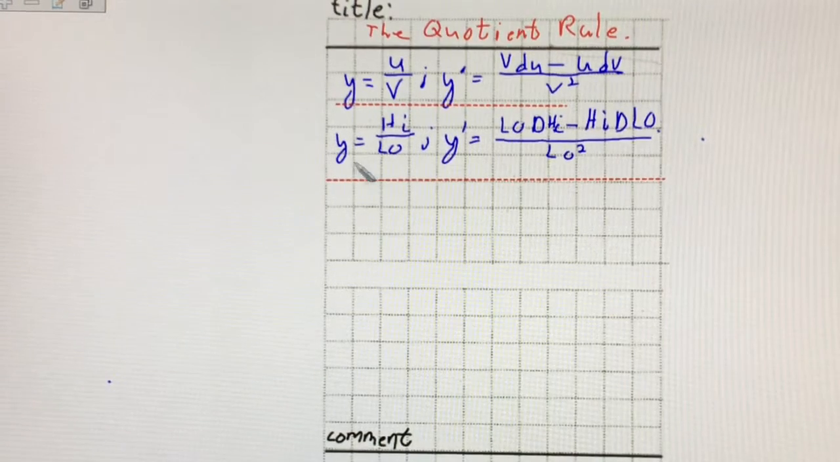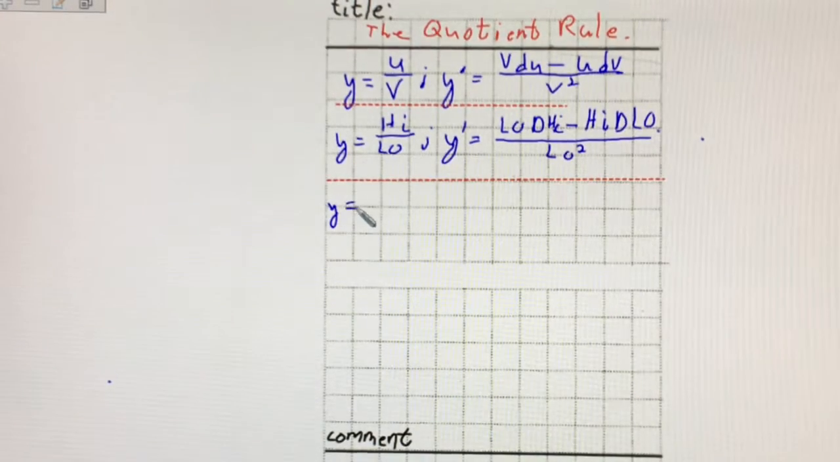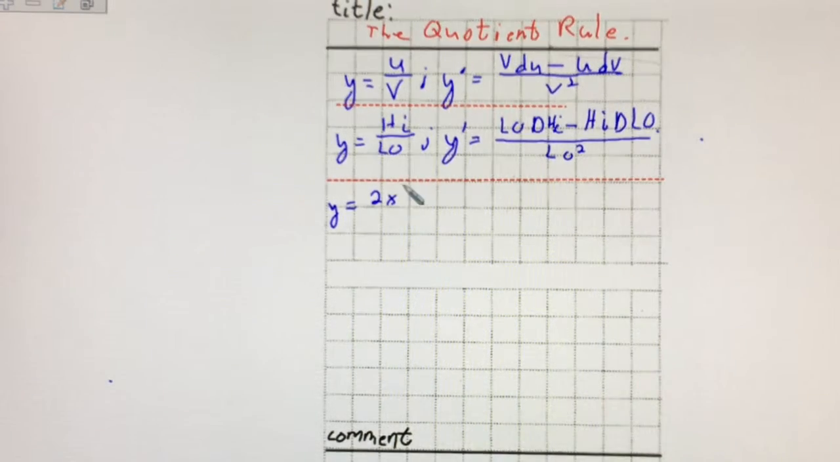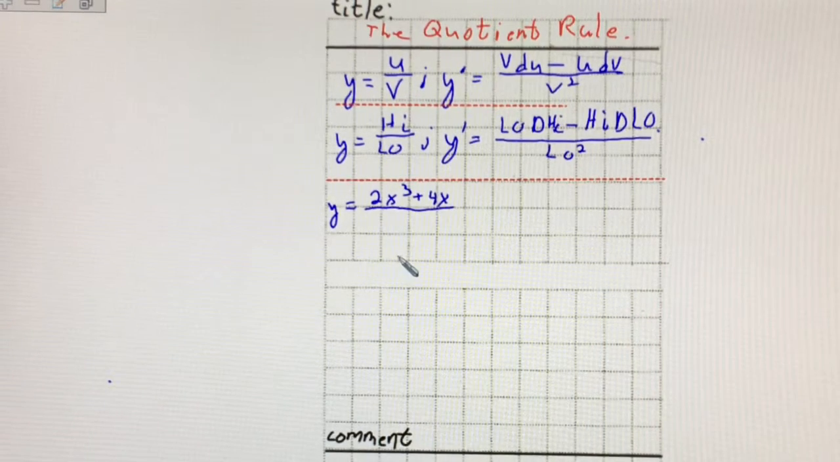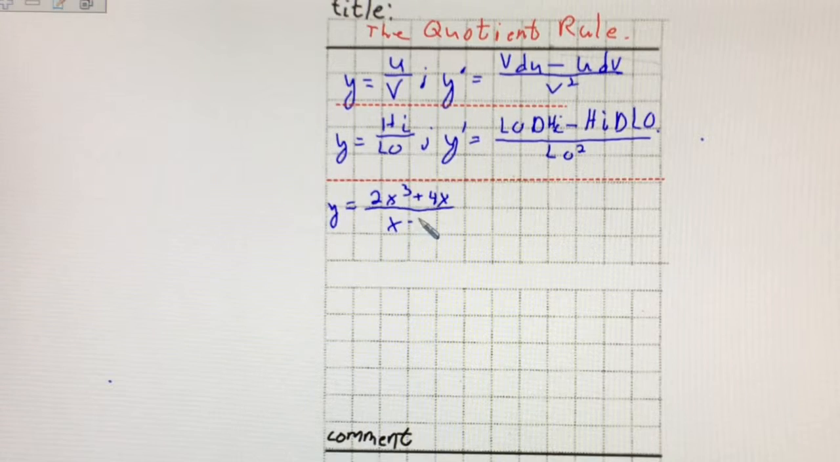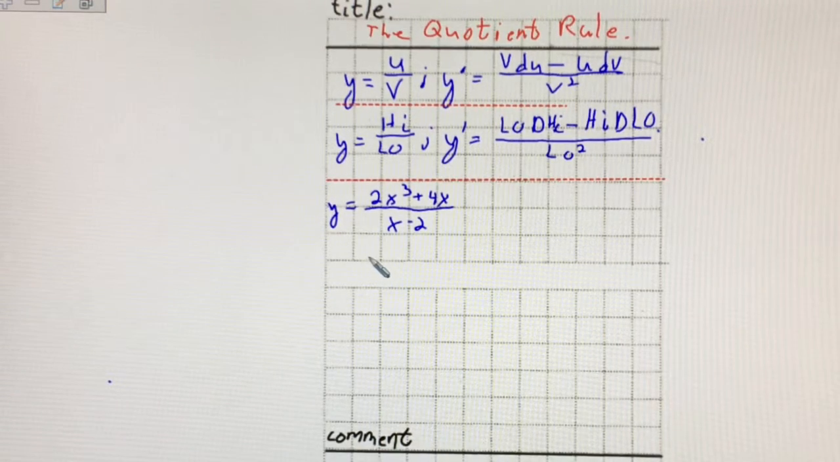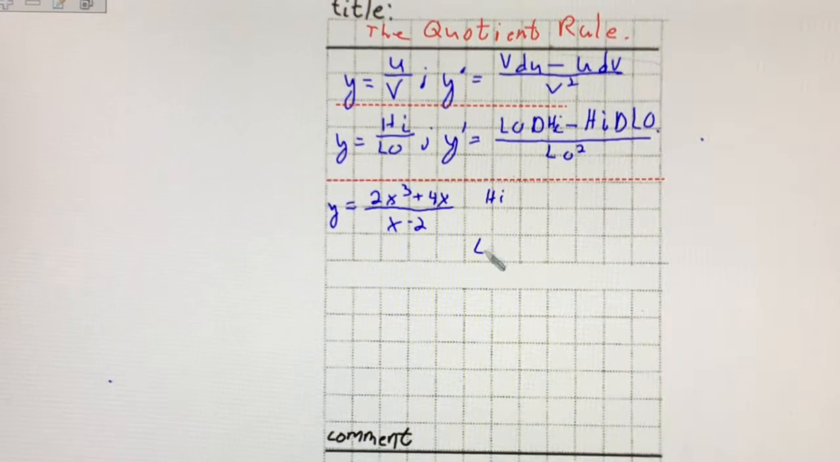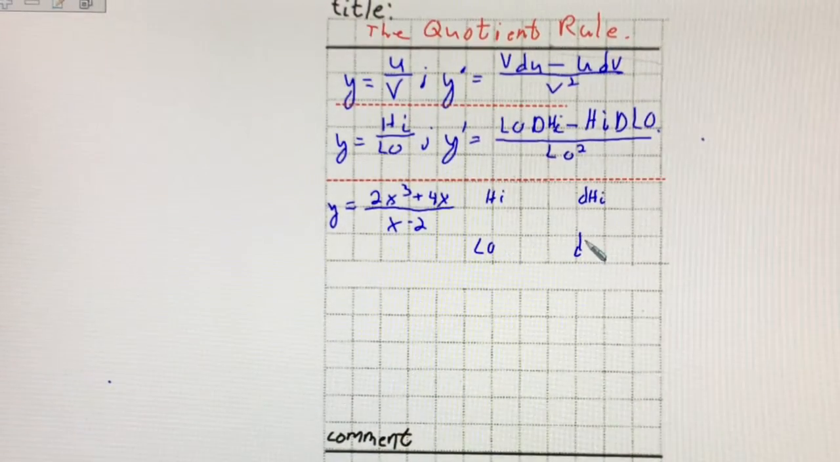Let's run an example. Y equals 2x cubed plus 4x divided by x minus 2. Now there's no way for me to simplify this, so I have to implement the quotient rule. So I'm going to set up a little template of what the high number is, what the low number is, what the derivative of the high number is, and what the derivative of the low number is.